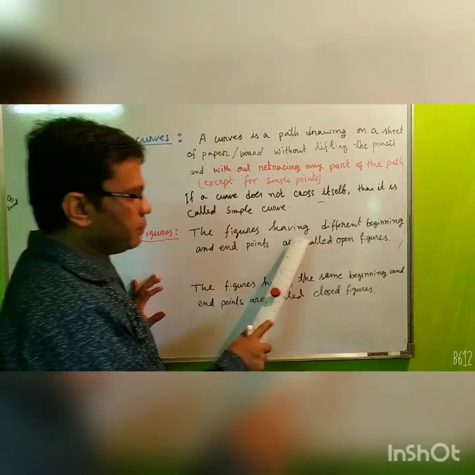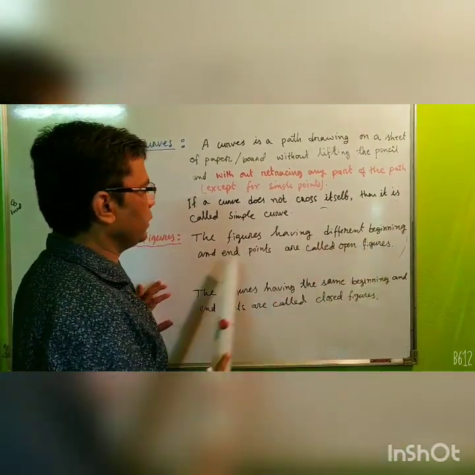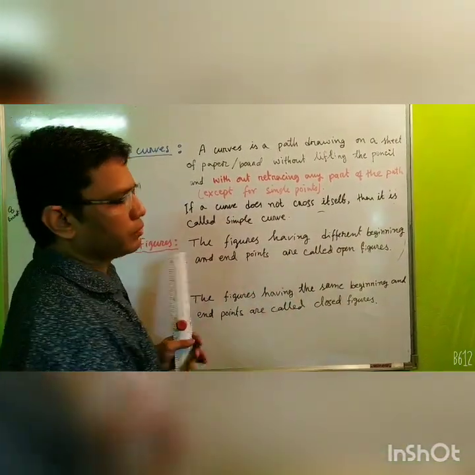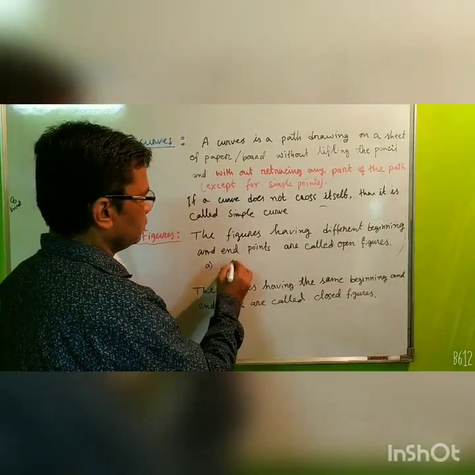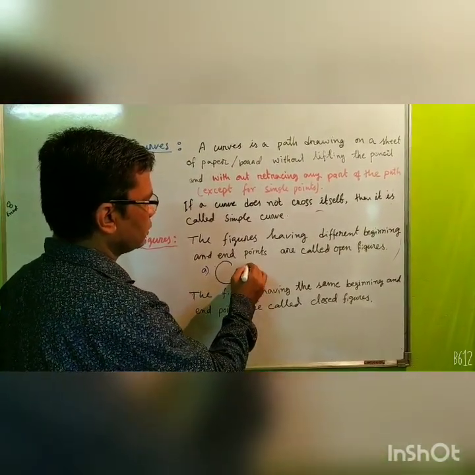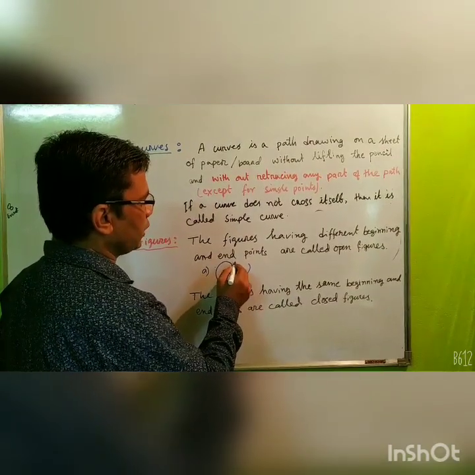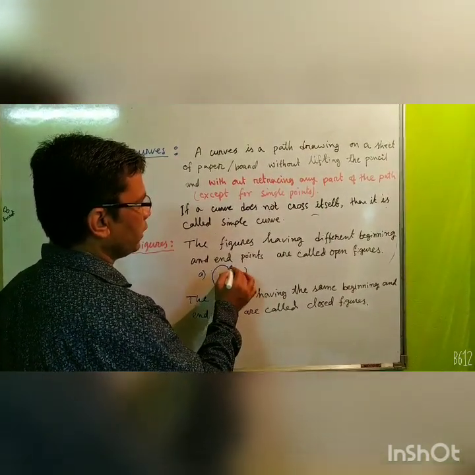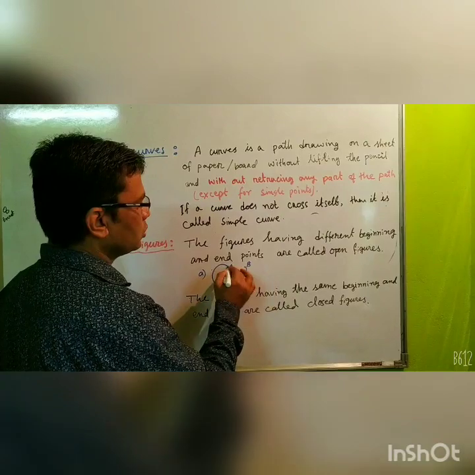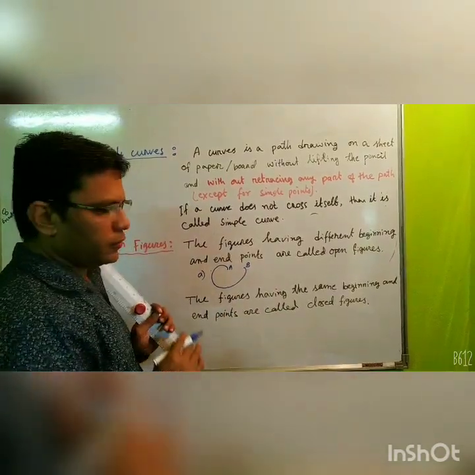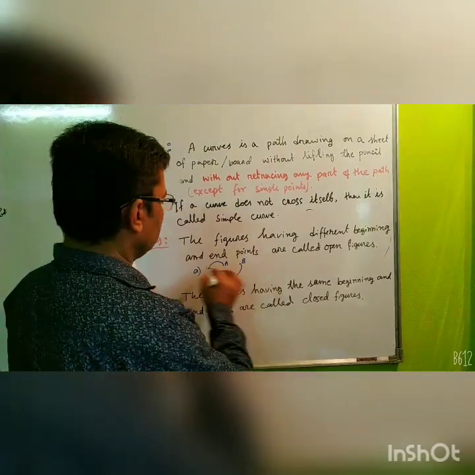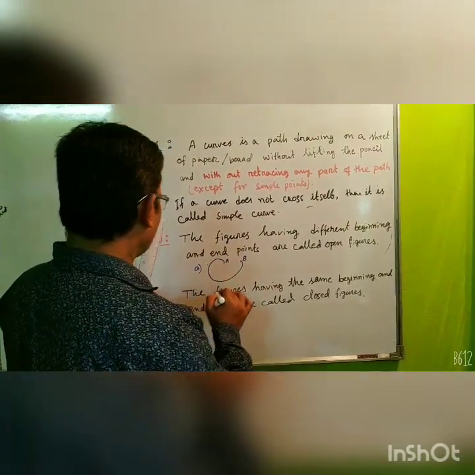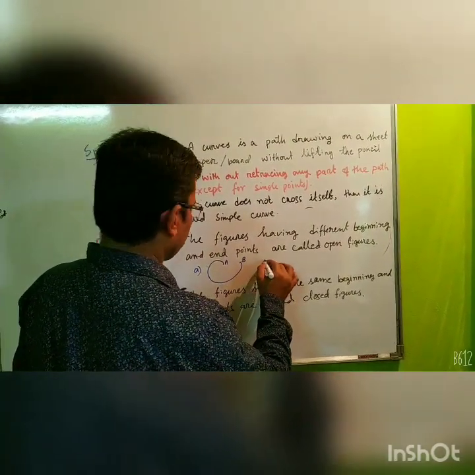Now we will discuss open figures. The figures having different beginning and end points are called open figures. Suppose this is a figure starting from here, beginning point A, and the end point is B. So the beginning point and end point are different. This is one open figure or open curve.